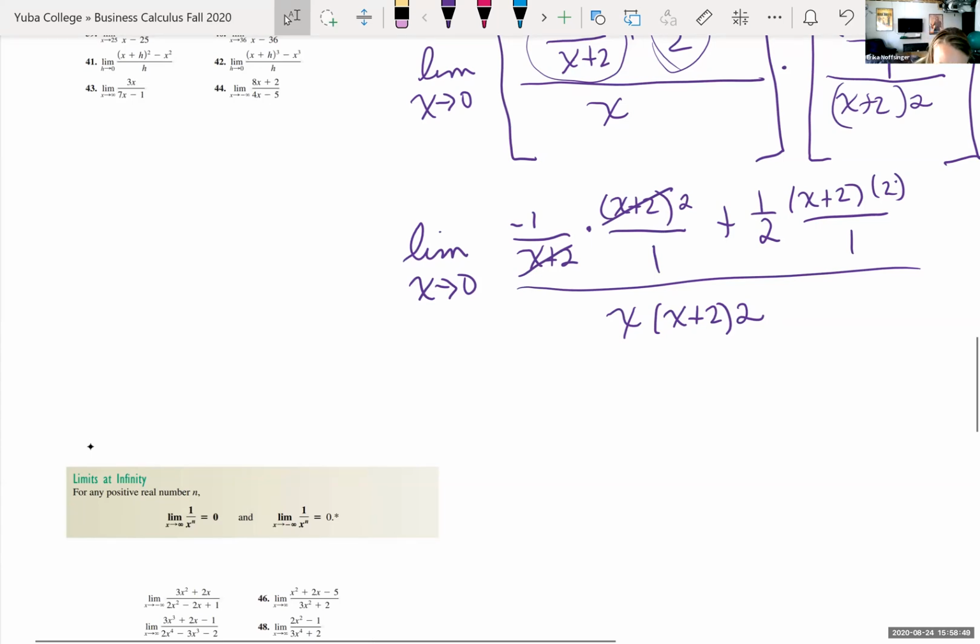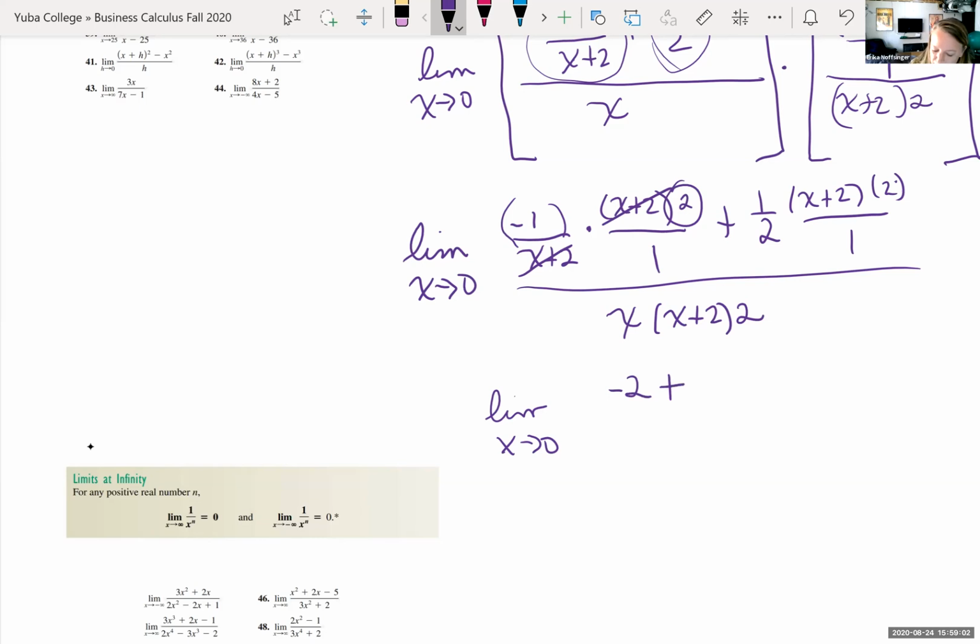So the limit as x is approaching 0 of this -1 here times this 2 here. So -1 times 2, that gives me -2. Plus, notice here, my 2's cancel, and I'm left with x plus 2. So I'm just going to write it as x plus 2. Don't expand out the piece in the denominator. If we do that, we're going to have to go back and factor it.